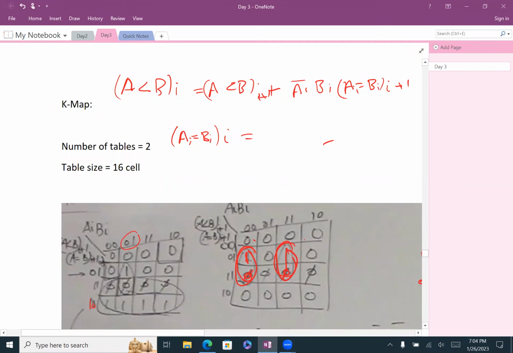Equal. Let's start with this one. What this one is 0, 0. What does that mean? It's AI, BI, both bar, correct? All right. And this side, where is the common? It's 1, 1. What is 1, 1? It's the equal, correct? So which is A equal B at the I plus 1. All right. So that's the first one.